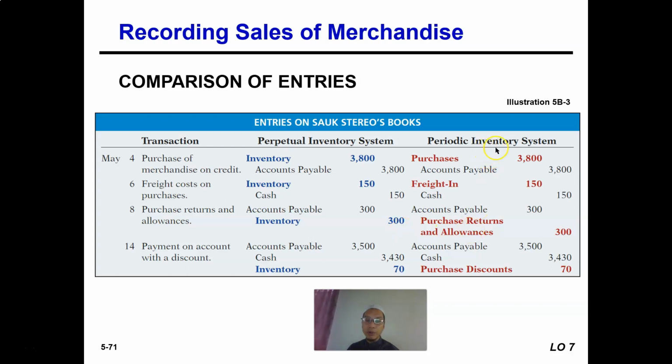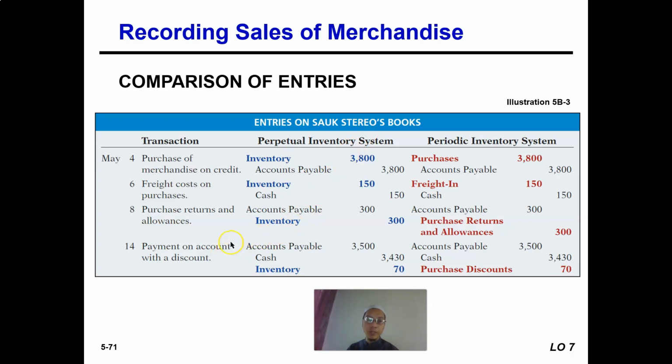But in the periodic inventory system, we do not update our inventory account. Instead, we create another account called purchase returns and allowance, and we credit that account by $300. Purchase returns and allowance is similar in behavior to a revenue account, but it's actually a contra account to the purchase account.